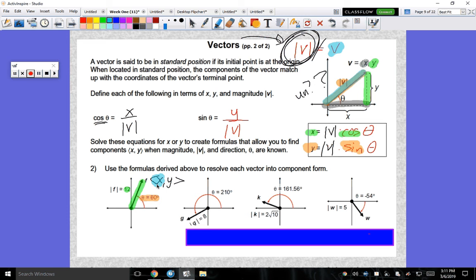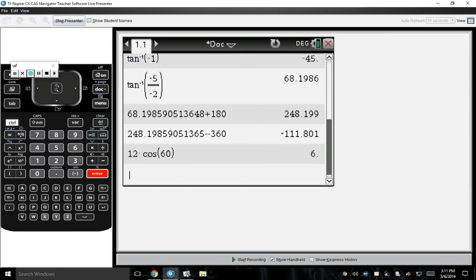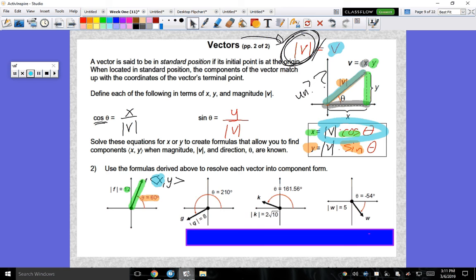I'm just going to multiply the magnitude times the cosine of theta. So 12 times the cosine of 60, let's see what we get. And we have to be in degrees. 12 times the cosine, because cosine is x, of 60, and it's going to be 6. So it's going to be 6.